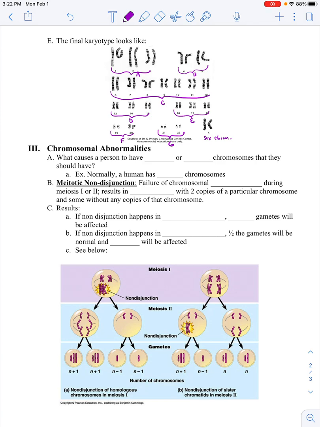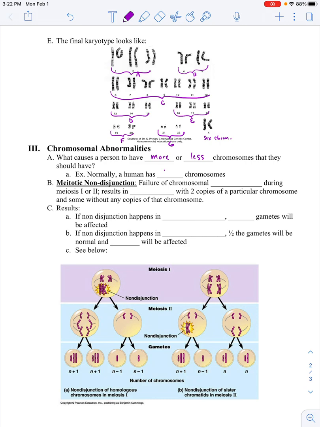Now, karyotypes can tell us about chromosomal abnormalities. We can see any abnormal numbers of chromosomes, broken, missing chromosomes, chromosomes that have extra regions that shouldn't be there when a karyotype is done. Now, what would actually cause a person to have more or less chromosomes than they should have?